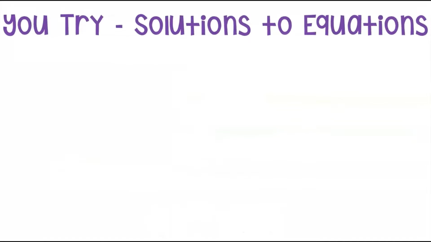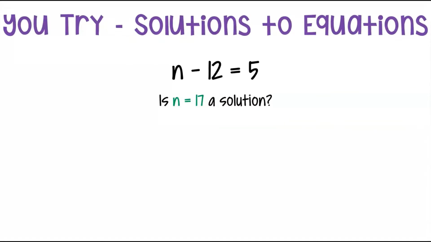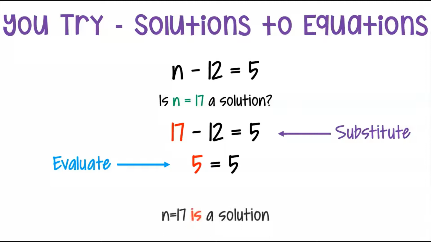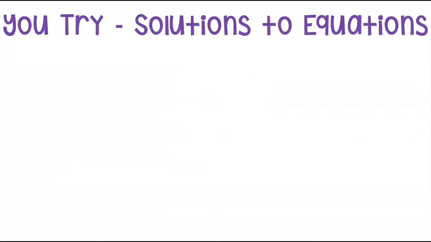All right, try this one. Here's your equation, and we want to determine if n equals 17 is a solution. So we're going to substitute. Plug in 17 where n was, and then actually evaluate it. Do the math. 17 minus 12 is equal to 5. Since 5 equals the 5 that we had on the right side, we know we have a balanced equation, balanced solution, so n equals 17 is a solution of that equation.